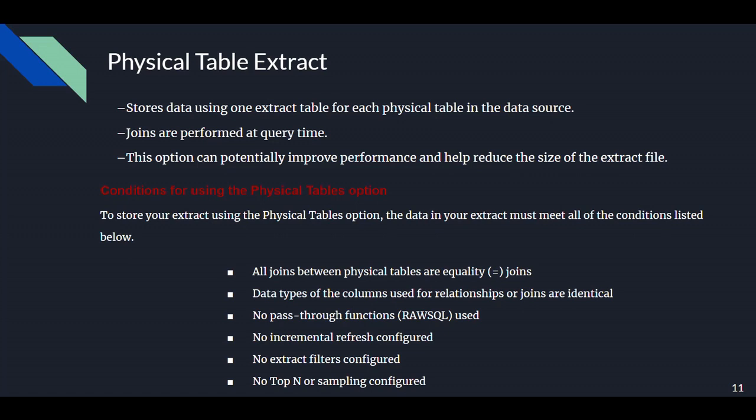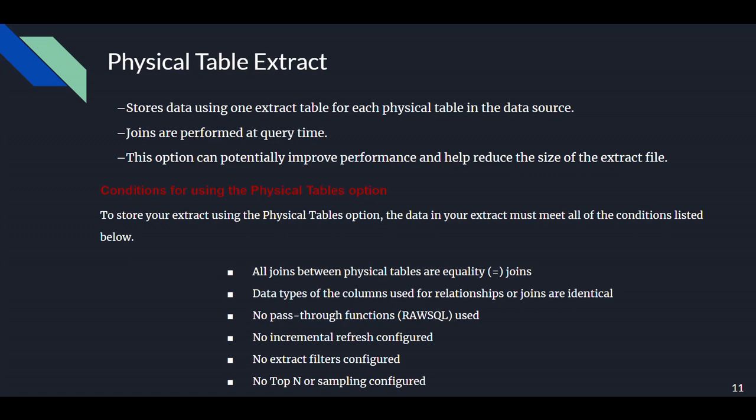In the physical table extract, the joins are performed at query time, so they are not performed when we create the extract. When we create an extract by selecting the physical table, each table's data is stored individually, and joins will not be performed while creating the extract. Join conditions are performed at query time, in the visualization, when we do our task. Because of this, the option can improve performance: it takes less time to create the extract, and the size of the extract is also reduced.